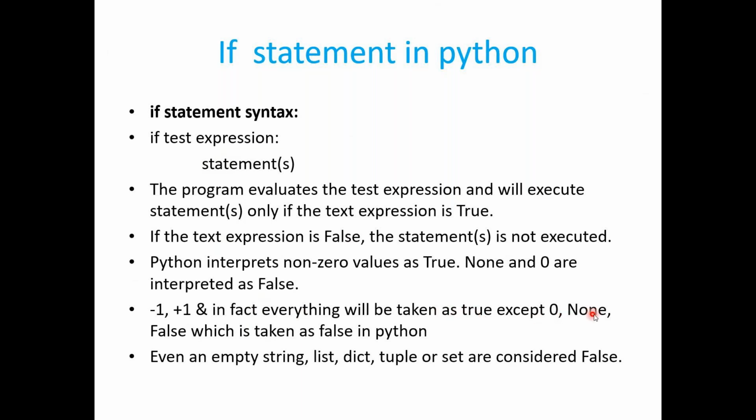So except 0, None and False, everything else is considered as true in Python. Even an empty string is considered as false in Python. So let me show this practically.